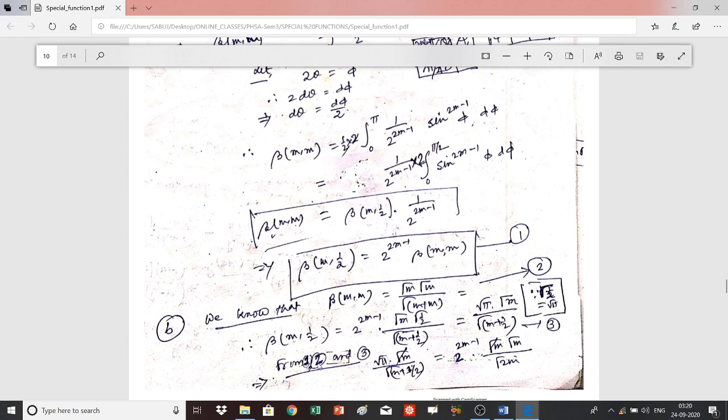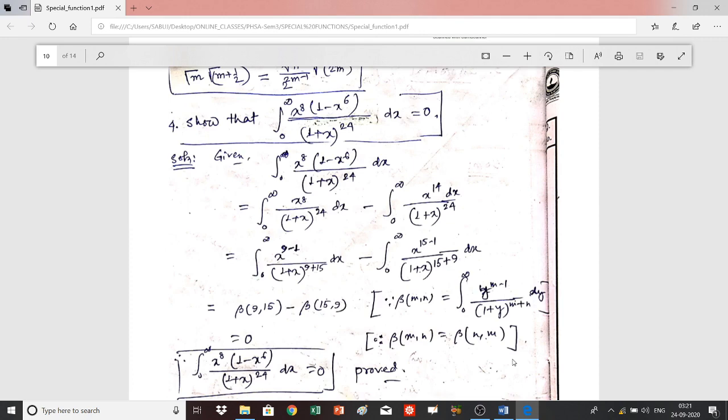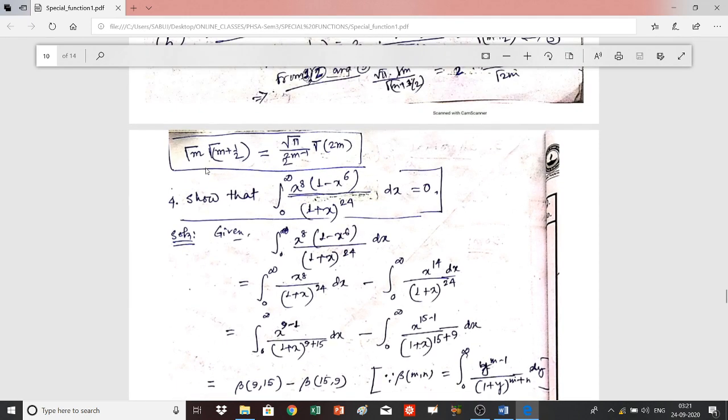And from 1, 2 and 3, just consider these three equations and compare them. You will get root pi gamma m by gamma m plus half is equal to 2 to the power 2m minus 1 gamma m gamma m by gamma 2m. If you simplify this, it will give you the final result: gamma m plus half is equal to root pi gamma 2m by 2 to the power 2m minus 1 gamma m.